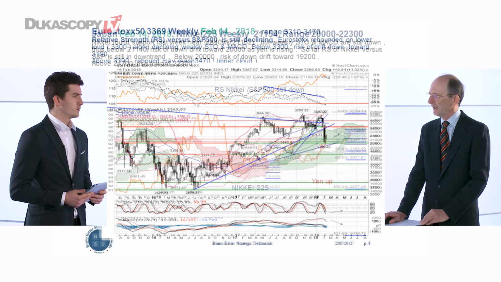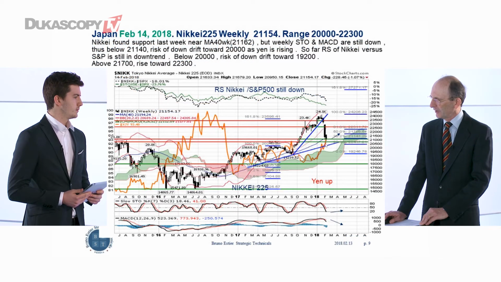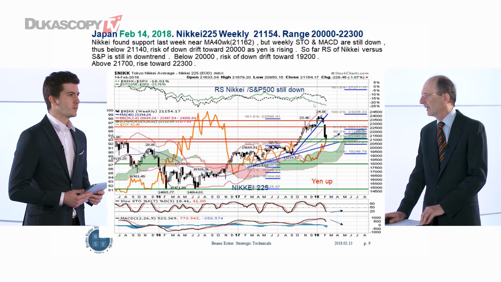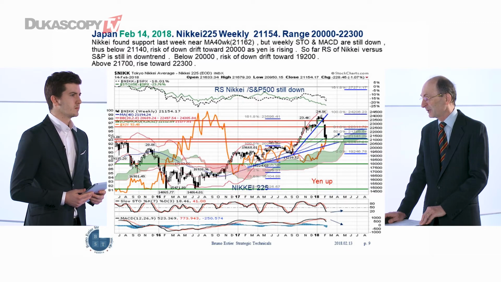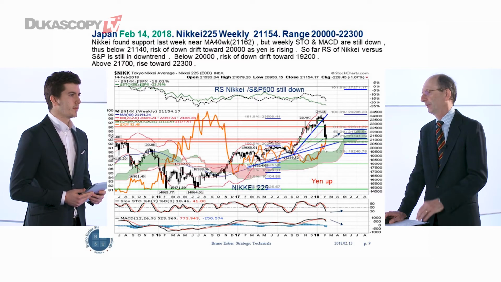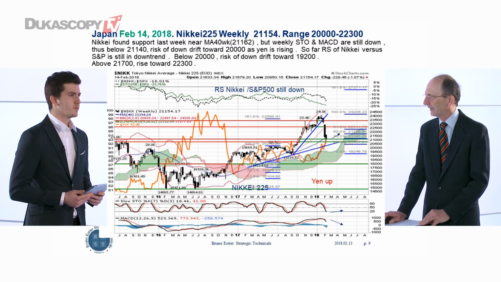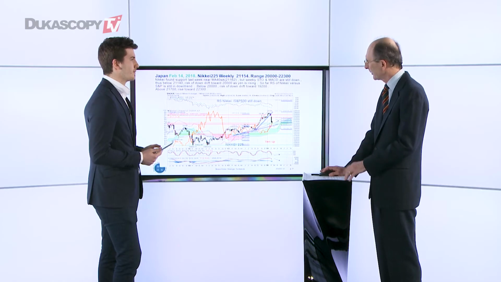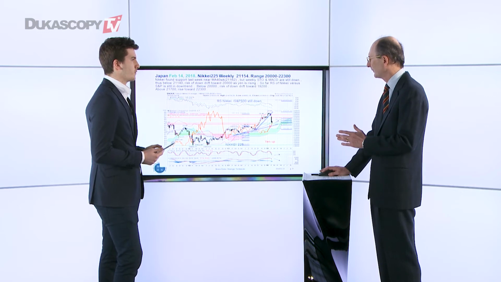And Japan looks a little bit more bullish in the sense that the main trend line is still intact, but we see two things hindering it. Number one, the relative strength versus the Nikkei is moving down, and the yen, because the dollar is moving down, the yen is moving up. And that's hindering the rise of the Nikkei. It will probably remain in a range between 21,000 and 23,000 here.